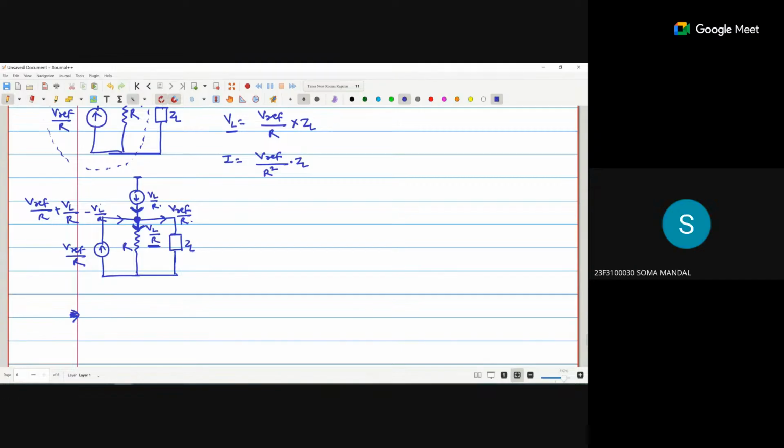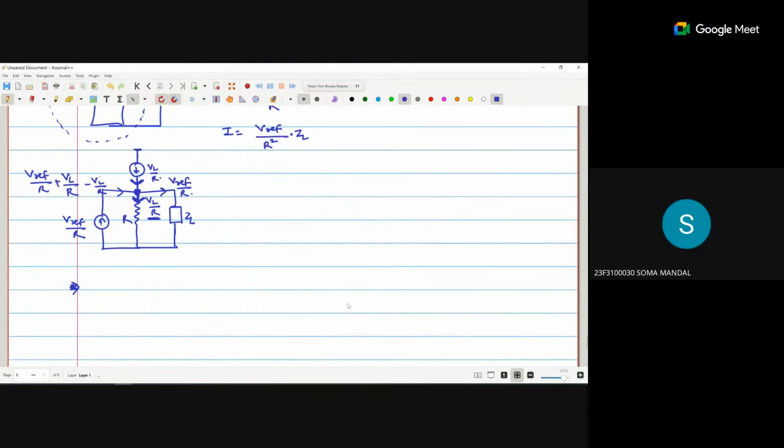Sir, then it is independent of output voltage. How? Independent of output voltage. Yeah, I will tell you. Okay, so we will go with that part also.